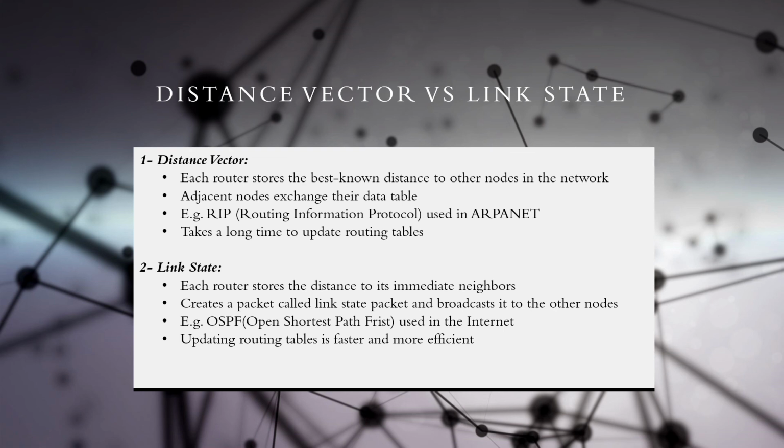However, in link state routing, each router stores the distance to its immediate neighbors. Then it will create a packet called link state packet containing all information it has learned from its neighbors and broadcast it all across the network. This way, all routers will be able to update their routing tables. It has been proved that the link state works faster and more efficiently by having only the information of the neighbors. As a result, routing protocols of the Internet, such as OSPF, are of link state types.